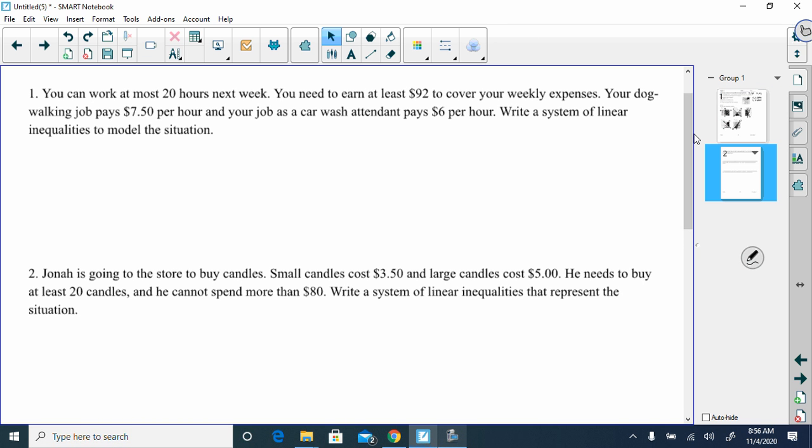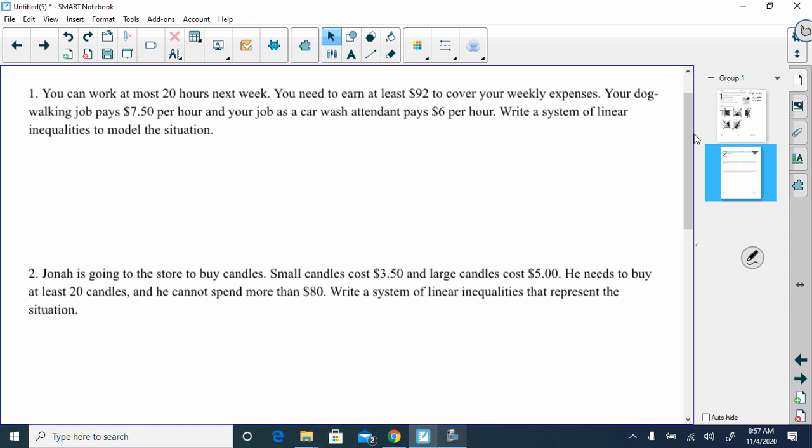Okay, so they give us some word problems here. And we are going to set up a system of inequalities. So we've been practicing setting up the equations. We're going to do the inequalities, but we're not going to solve them. We're just going to set up the equations. Right? So it says you can work at most 20 hours next week. You need to earn at least $92 to cover your weekly expenses. Your dog walking job pays $7.50 per hour, and your job as a car wash attendant pays $6 per hour. Write a system of linear inequalities to model the situation.